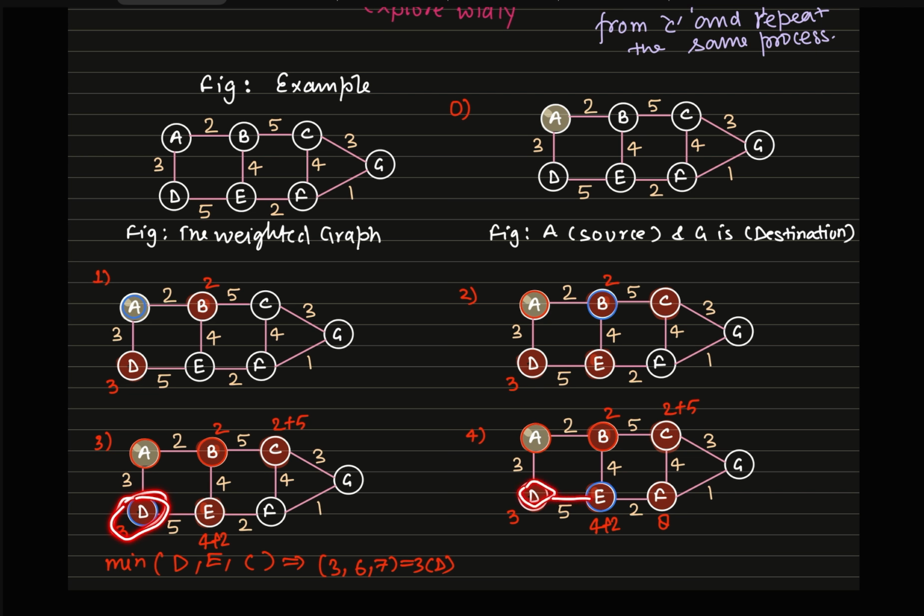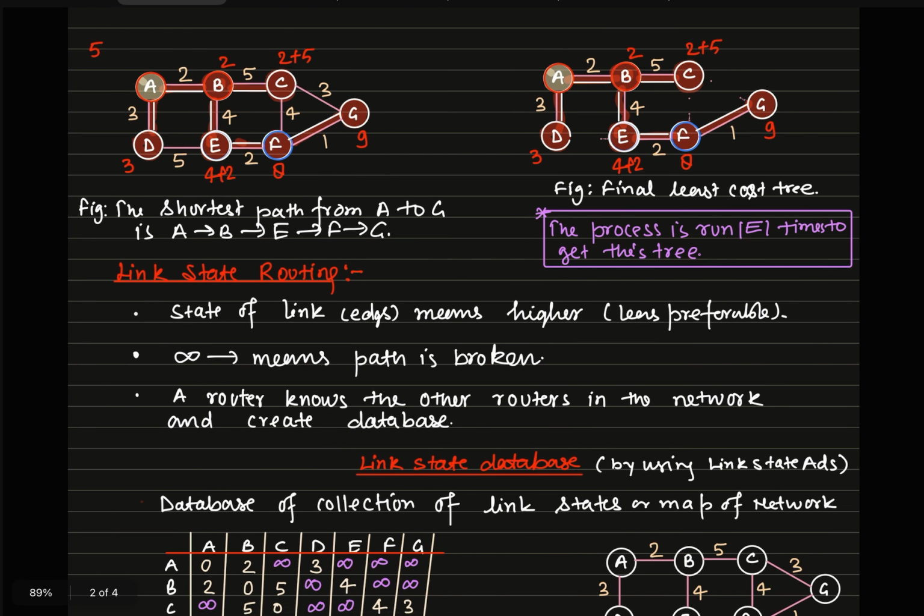From D we will explore the vertices. We try to update the weight, because 3 plus 5 goes to 8, but the cost from source to E is already 6. Then we will not update it, because 6 is less than 8. So we explore further other vertices. We have 7 there, and 6 there. Out of these two paths, we will select E first because 6 is less than 7.